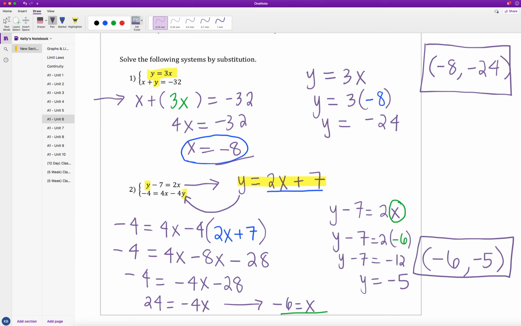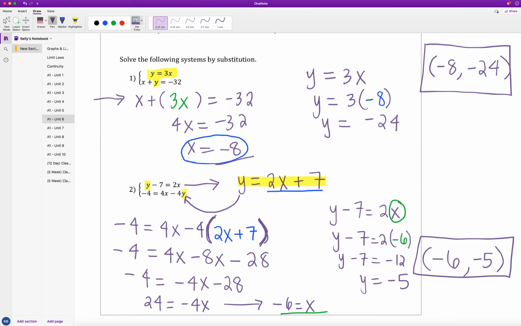Going back to these parentheses that we talked about earlier around the 2x plus 7, notice that if I were to forget those parentheses, I would end up with a different answer for x, which would in turn give me a different answer for y. So little things like parentheses and distributing are going to make a huge difference in these problems.